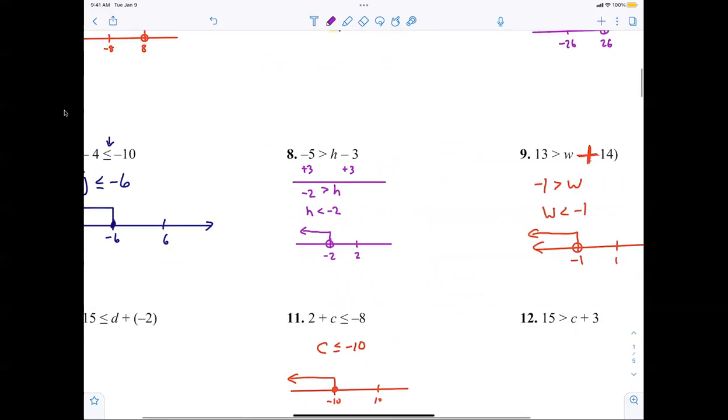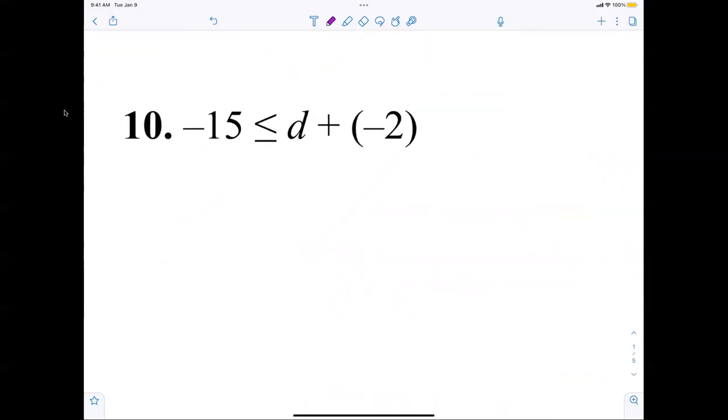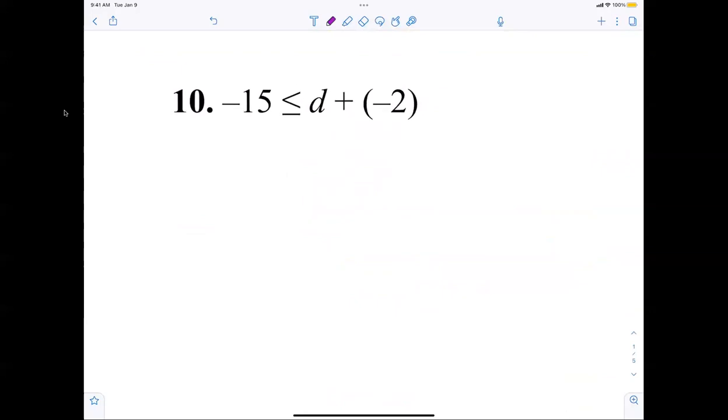Everybody's looking at number 10. Now number 10 is annoying. We normally don't have this. I need everybody's attention real quick. The plus and the minus make a what? Negative. So we're just going to rewrite it as negative 15 less than or equal to D minus 2. That's what I want everybody to write.